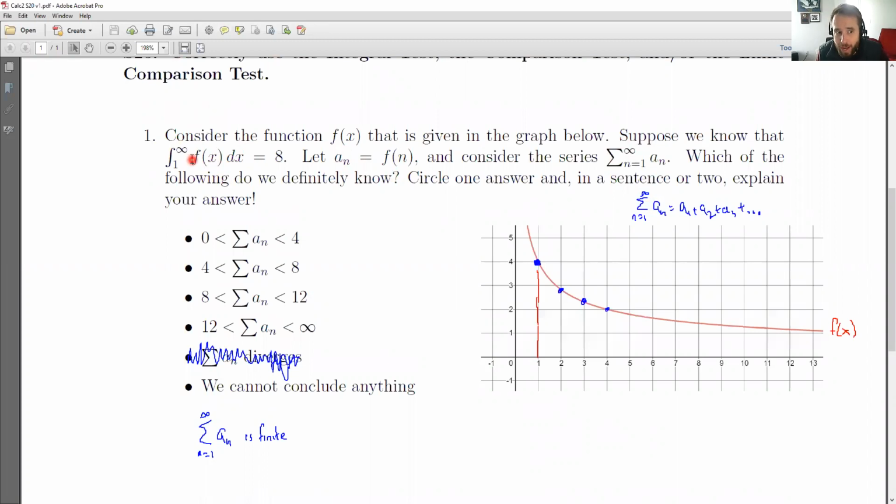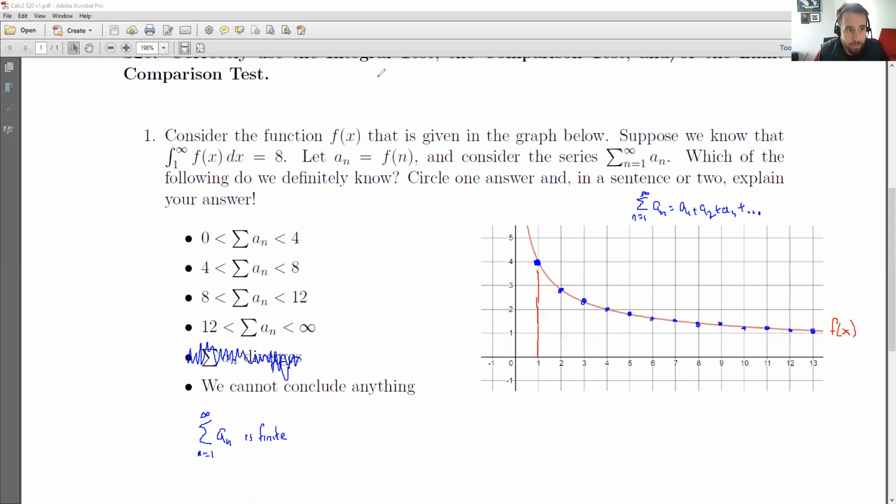And I can do this when the terms of my series are all positive and they're all decreasing, which is what we see is happening here, right? If I were to fill in several more of these points, we see that all of these points are above the x-axis, they're all positive, and they're all decreasing. So as long as I'm in that world where the terms are decreasing and positive, then we know the integral and the series either both converge or both diverge.